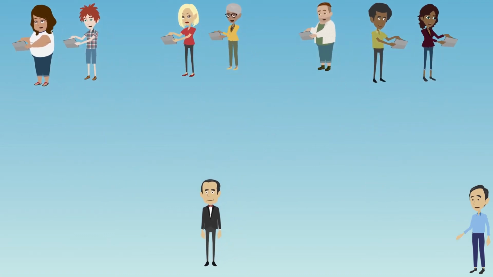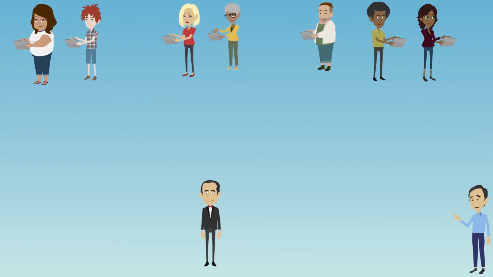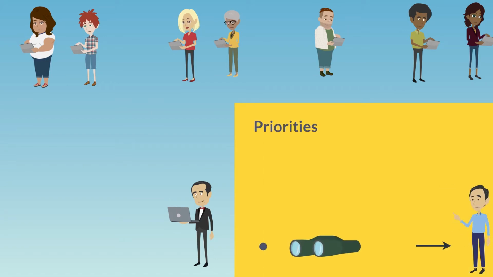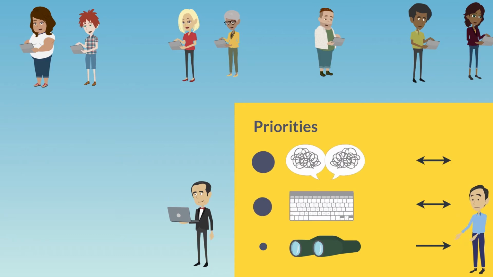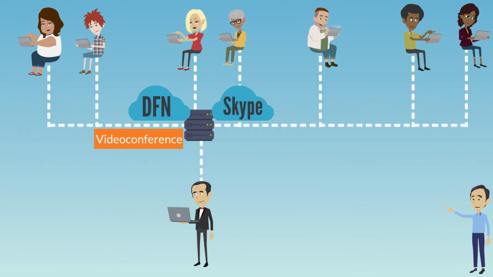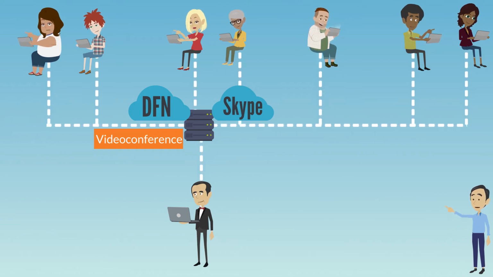Let's move on to the softwares you will need. The core priority is that all attendees can see you and each other, and more importantly, hear you, meaning both you and your students can talk to each other. For this purpose, we use so-called video conference tools. Through the German Research Network, or DFN, you can gain access to DFN Conf, or as an alternative, use the university's own license for Skype for Business.